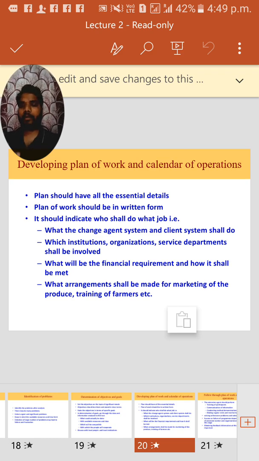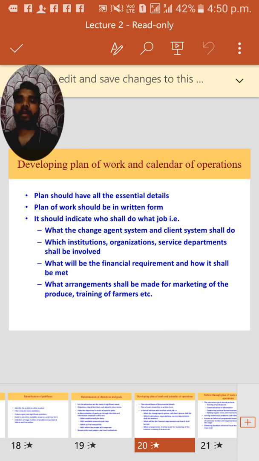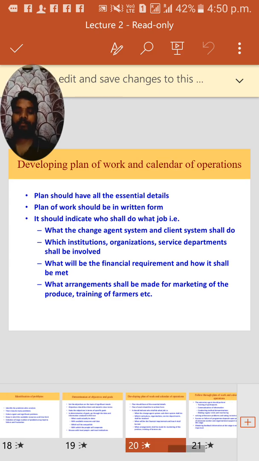I mean, developing the plan of work means determining what duty of which type of persons has to be assigned, and how many organizations will participate. What arrangements shall be made for marketing and for the training of the farmers? All these things need to be managed in developing a plan or calendar. So after this you need to follow these things.